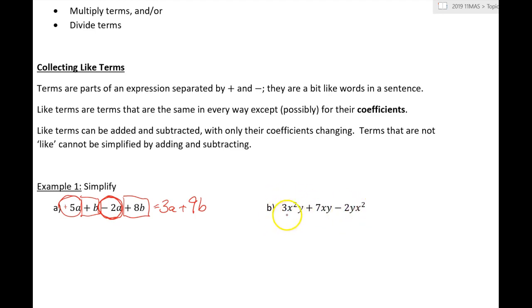So the first and last terms are like. I've got 3 of this term. I am taking 2 of them away, leaves me with just 1 of them. Now I don't typically write a coefficient of 1, I just leave it off.